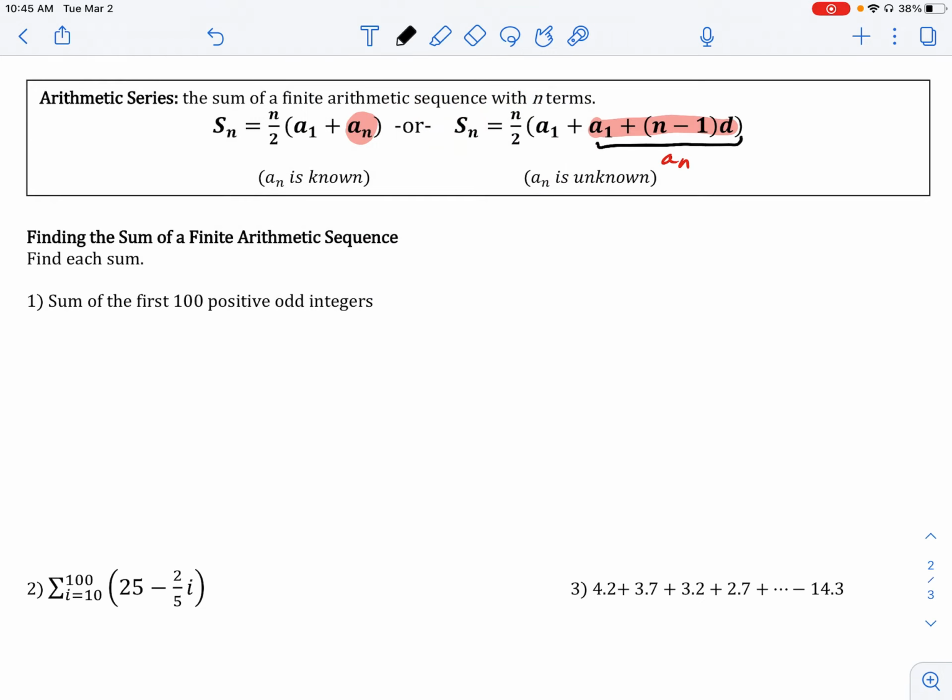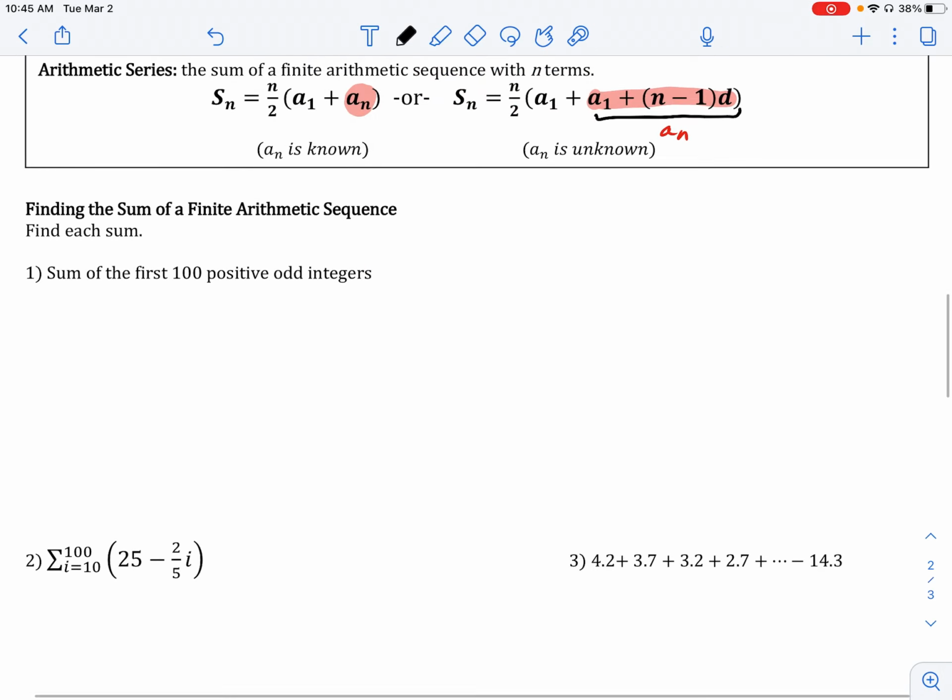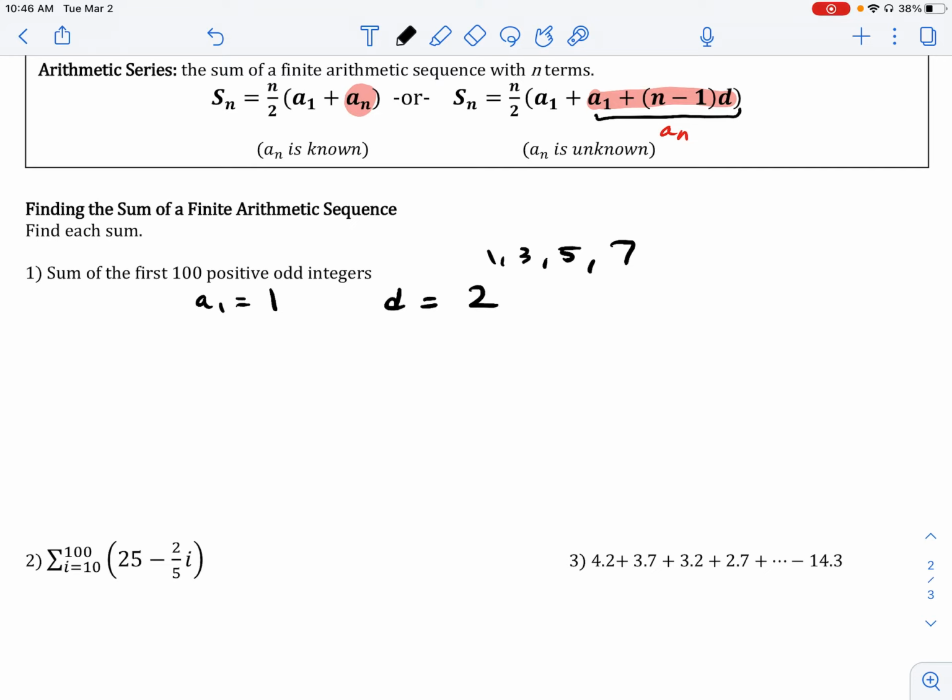So let's first find the sum of the first 100 positive odd integers, okay? So what's the first positive odd integer? Well, a sub 1 would then be equal to 1. And since we're looking at odd integers, for example, 1, 3, 5, 7, the common difference is just equal to 2. We saw this in our previous lesson.